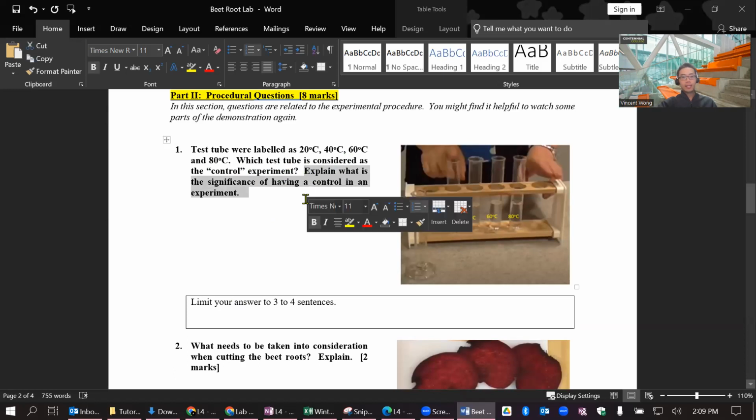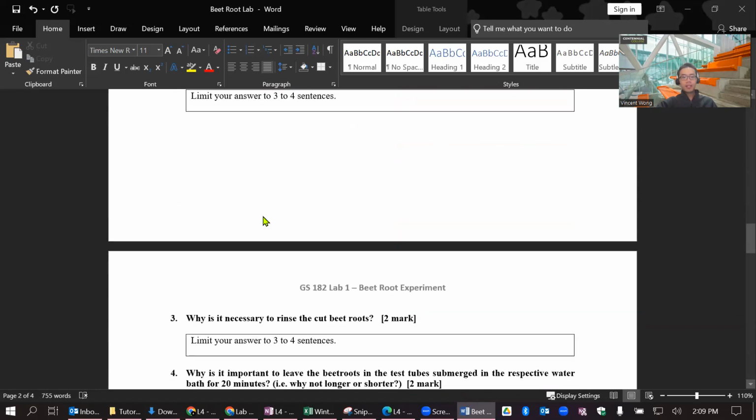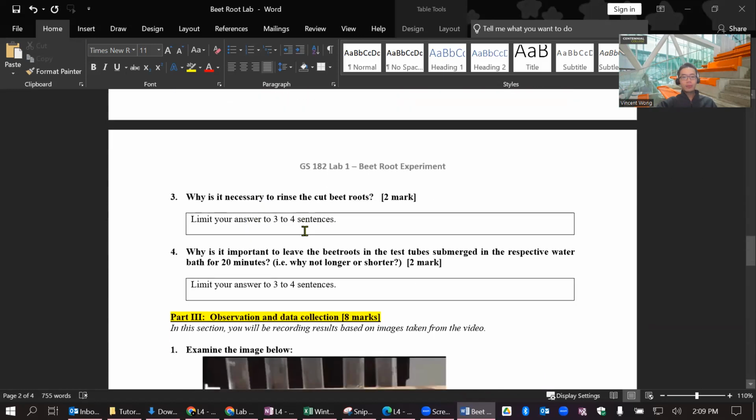people forget to answer the second part. Why is it necessary to have a control in the experiment? We talked about this in lecture 1, right? Make sure you go back and find the answer. All these are pretty self-explanatory. Limit your answers to 3 or 4 sentences, right? Don't write me a novel. Just keep it short and concise.